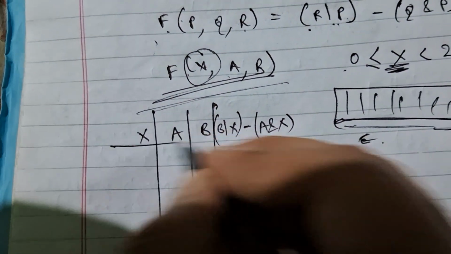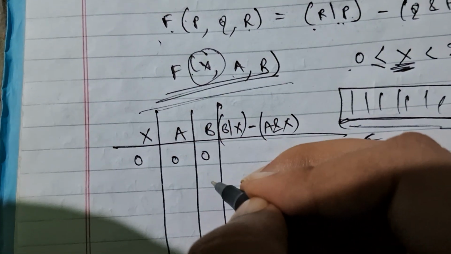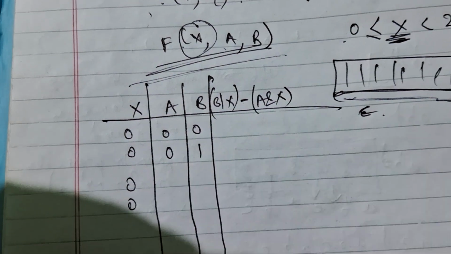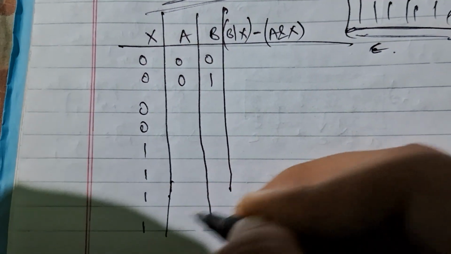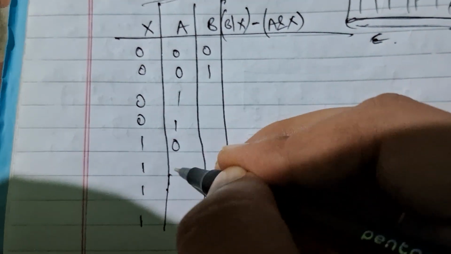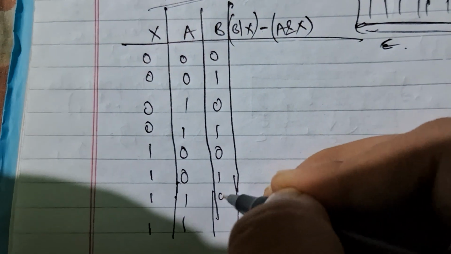So let's draw the truth table. For A, B, and X, we list all the combinations: 0 0 0, 0 0 1, 0 1 0, 0 1 1, 1 0 0, 1 0 1, 1 1 0, 1 1 1.